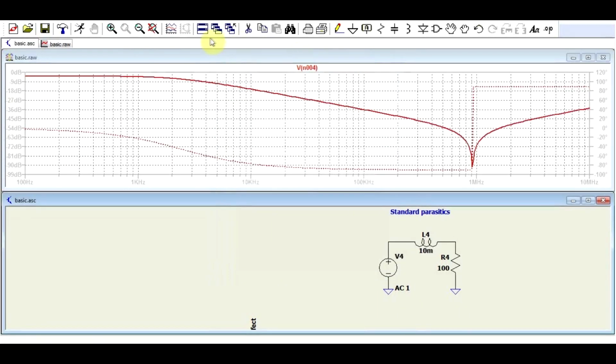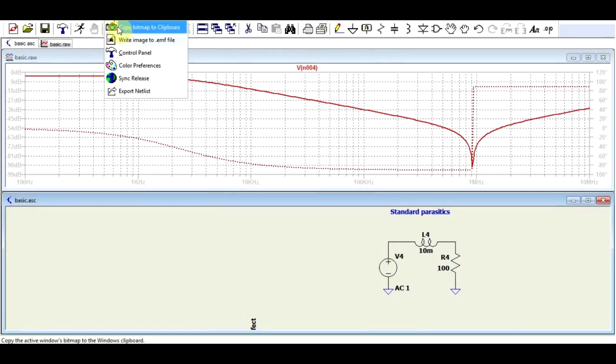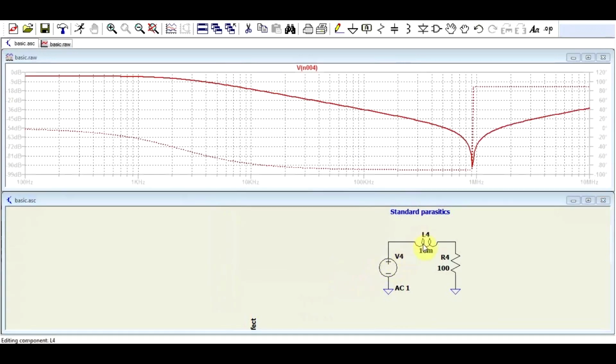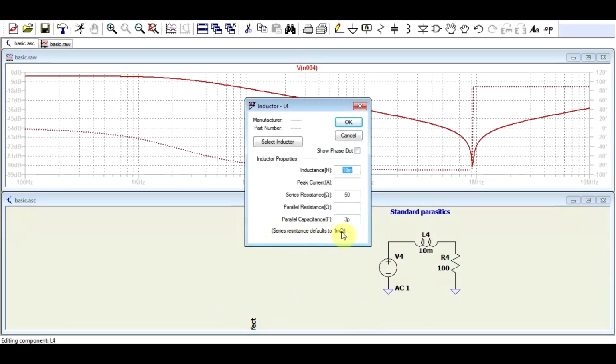Now, you may remember from last time, if you go to the Tools menu, Control Panel, and Hacks, you've got two parameters relating to inductors. So we got this parallel resistance, which can either be set to have a certain value or not have any value. And then you need to set if you want your series resistance to be default 0 or default 1 milliohm. So keep in mind to make sure that you set these the right way when you want to simulate inductors. Otherwise, your inductor will have this default 1 milliohm series resistance and who knows what parallel resistance.